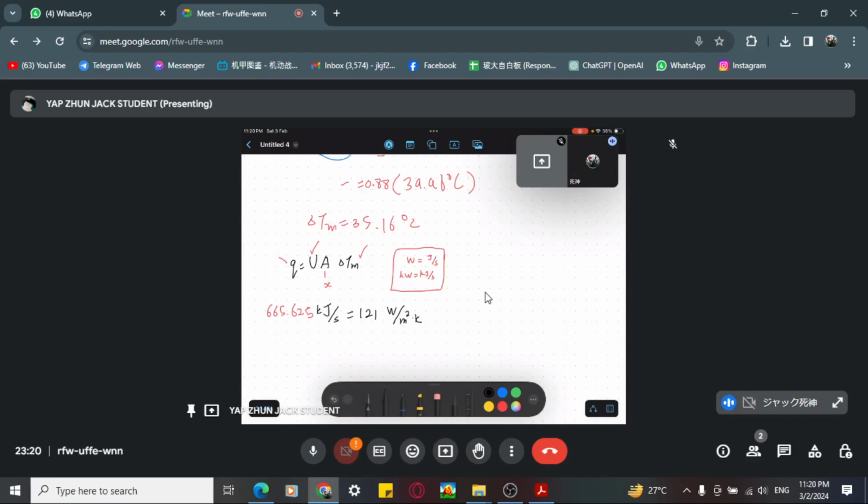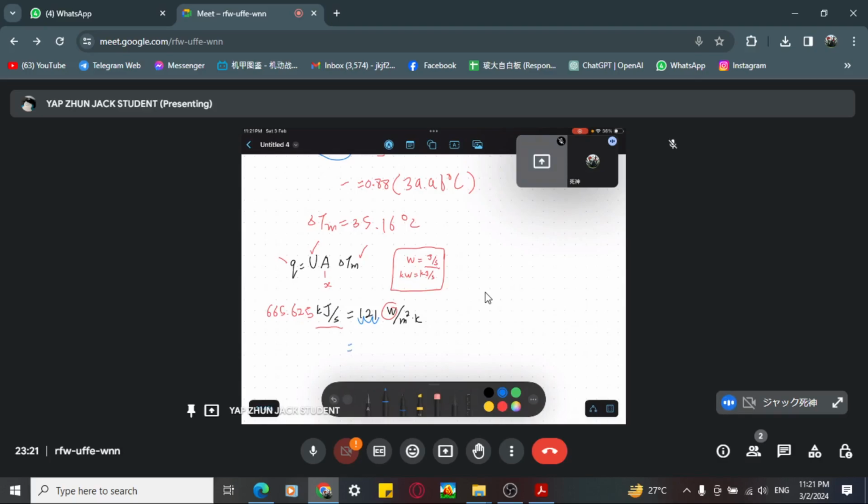There are no unit conversions for these common things. So in here I already know this is W, which should be J per s, but here I use kJ per s. So it depends on yourself, you can change whichever one. For me, for simple calculation, I will change watt to become kilowatt. So 123 will become 0.121, and 665.625 kJ per second. This becomes kilowatt per m square times K times your change of Tm, 35.16.